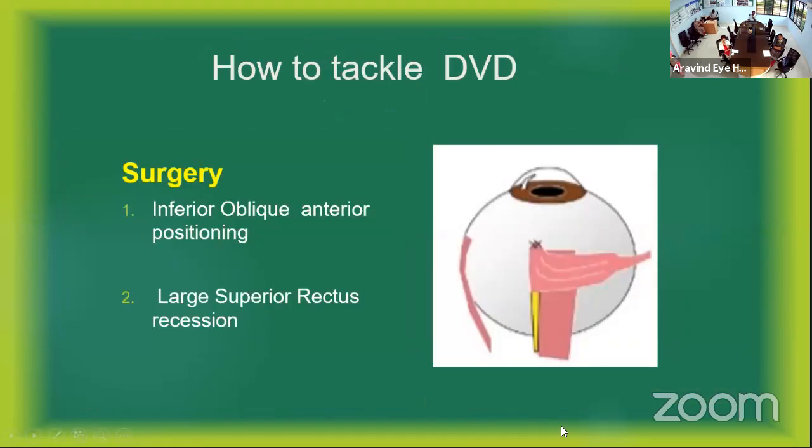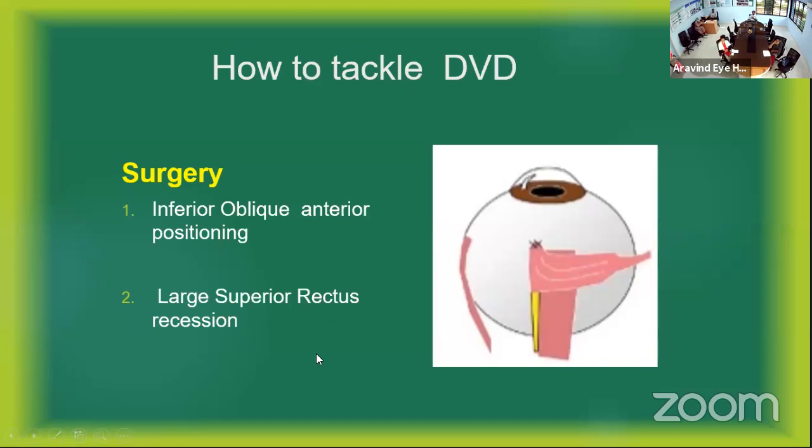Now we'll go into how we tackle it. Initially we were talking about this procedure, inferior oblique anterior positioning. Rather than keeping the inferior oblique at the insertion site, we move it slightly more anteriorly, 1 millimeter anteriorly, thereby treating the DVD. We can also do a very large superior rectus recession. These two modalities of treatment will tackle the DVD.